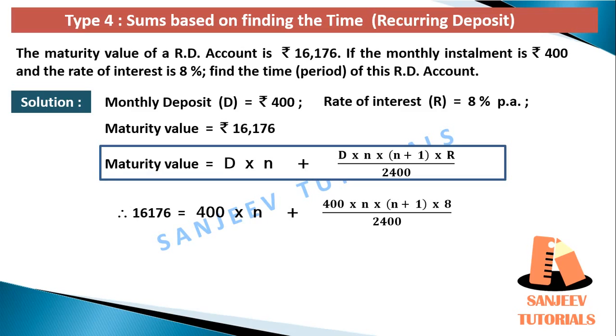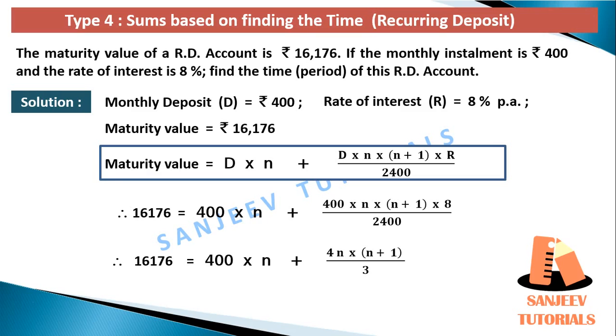Now whenever the question is find time, that means you are supposed to find n, then always on simplification of this equation, you will get a quadratic equation. So please do remember this. Whenever the question is find time, on simplification of this equation, you will always get a quadratic equation. That means this equation also, when we simplify, is going to become quadratic. On further simplification, I get this step.